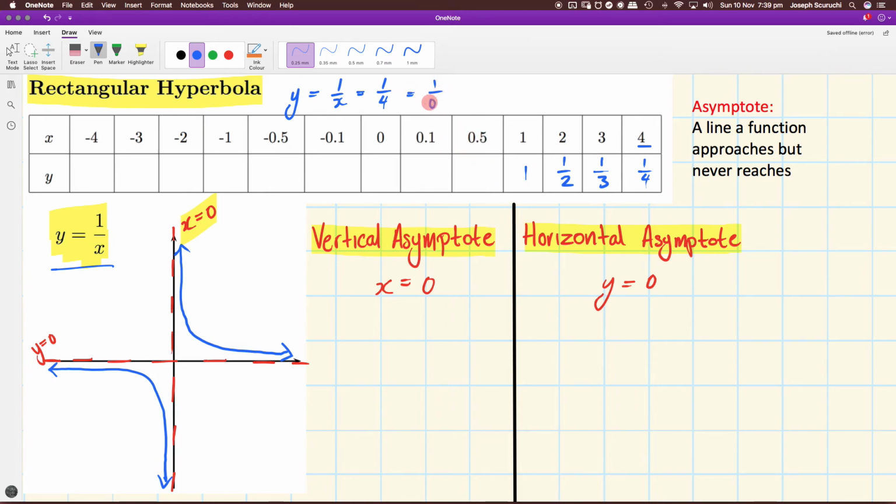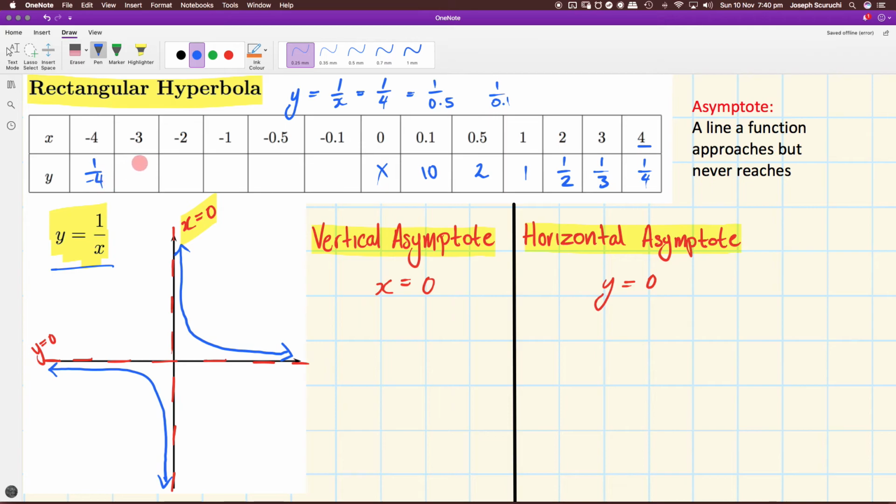You might get a little bit stuck here. This is saying 1 over 0.5. How many times does 0.5 go into 1? It goes in twice. How many times does 0.1 go into 1? It goes in 10 times. And we know that x equals 0 is undefined. So let me just put an X there. Then the same logic over here.